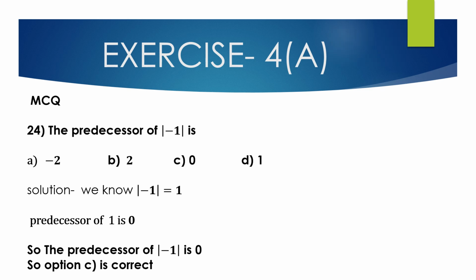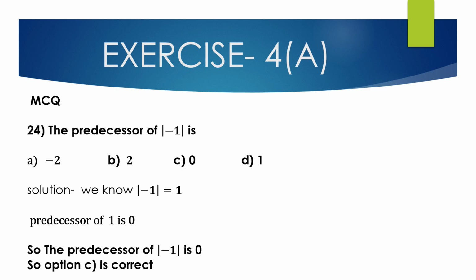Now question number 24, an MCQ question. 24: The predecessor of the absolute value of minus 1 is which option? Option A is minus 2, option B is 2, option C is 0, and option D is 1.